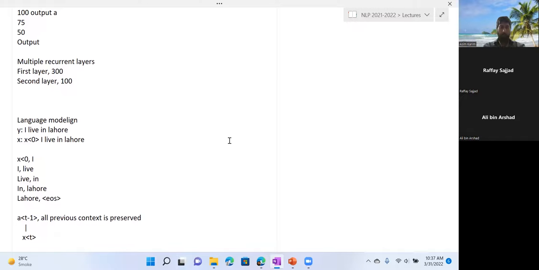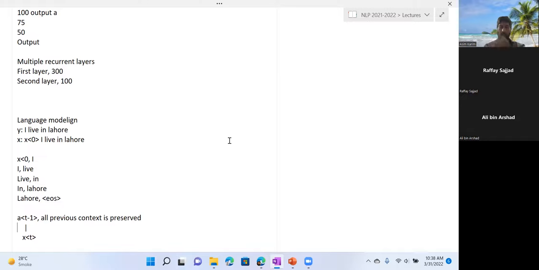Any questions? All right. Okay, so this was, you can say, the process of generating the data for language modeling, and then of course you can use it for training. Training would be done in the same way as we did for POS tagging. For each input x, we know the actual output y, and then we can compute the loss, and through that loss we update the parameters.